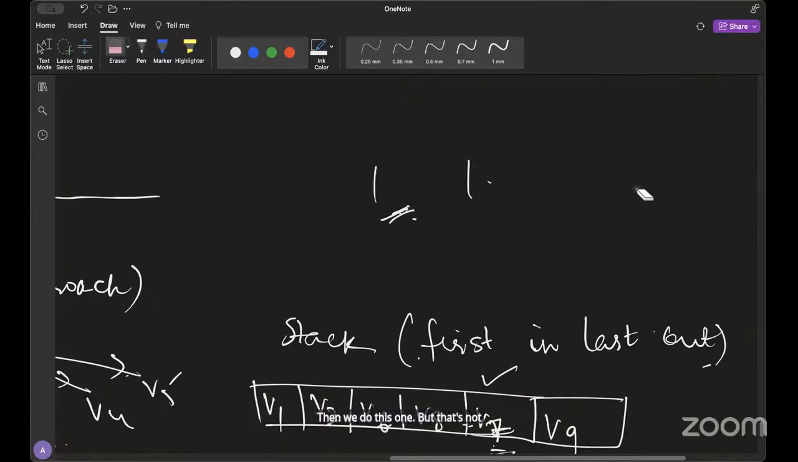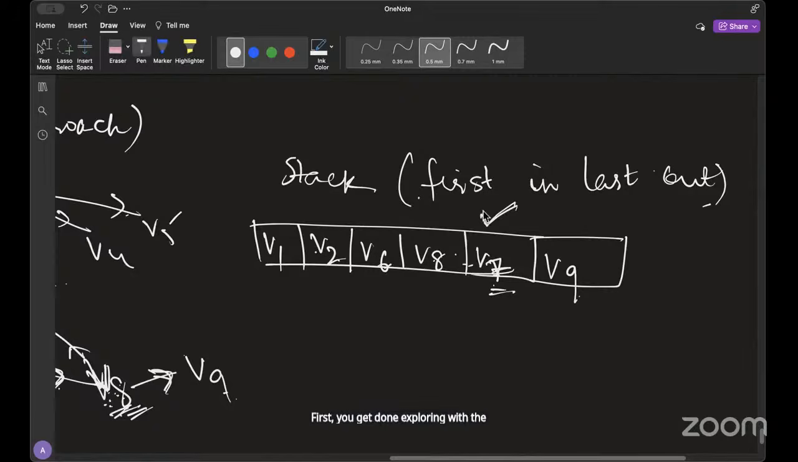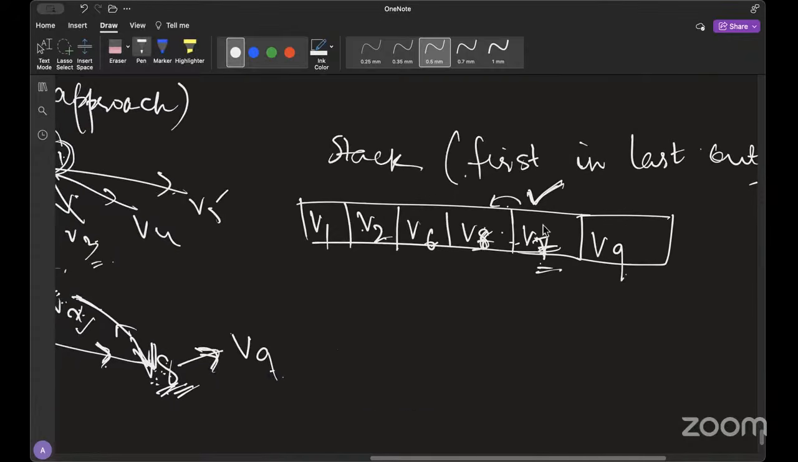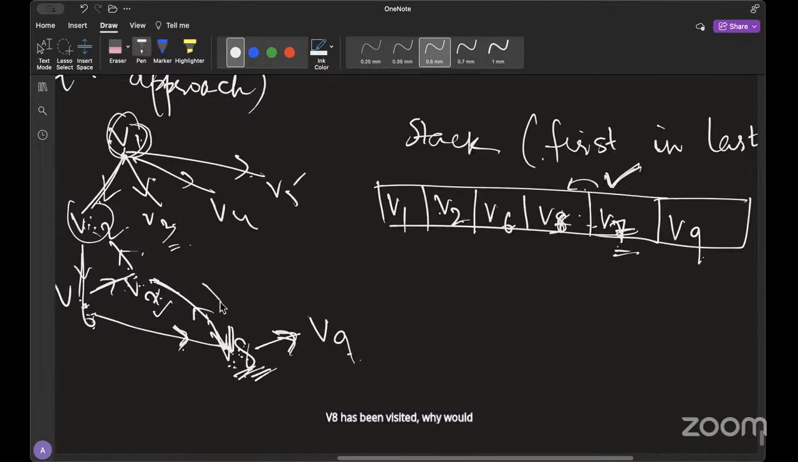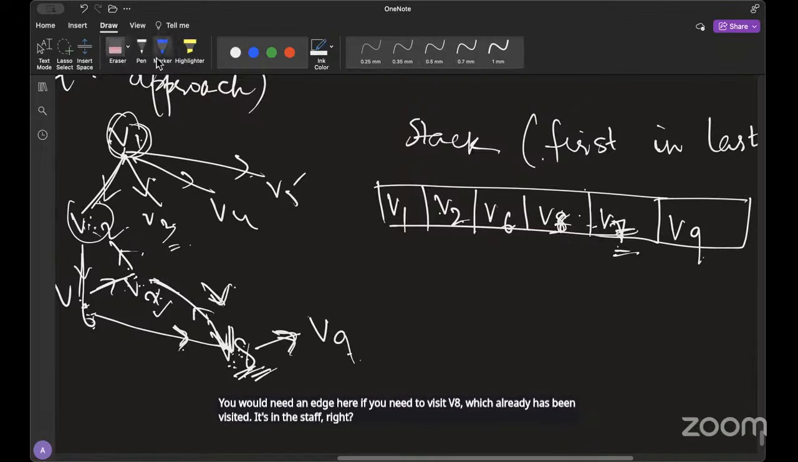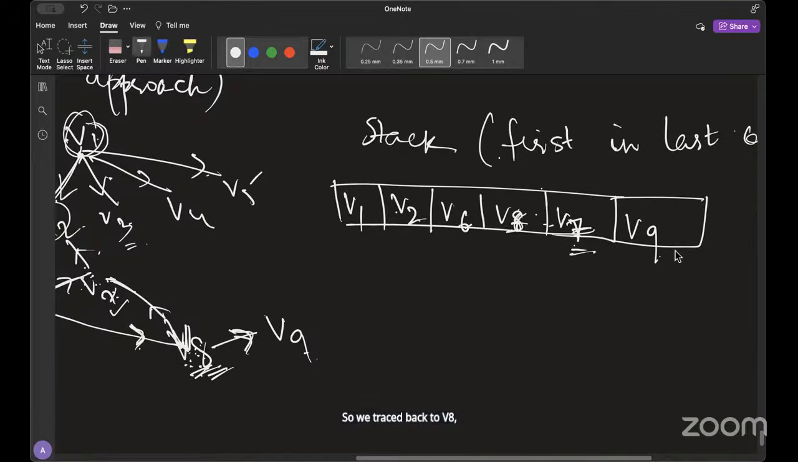But that's not the case for depth first. In depth first, you get done exploring with the last one. So if you're done exploring with this one, you trace back to this one here. So it's easier to look in the graph itself, that you can go from here, you will go back to here. You don't need an edge for that. V8 has been visited. Why would you need an edge here? You would need an edge here if you need to visit V8, which already has been visited. It's in the stack, right? You don't need it. So we trace back to V8, and then from V8 you have V9.